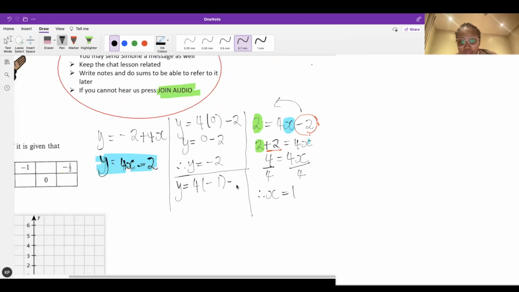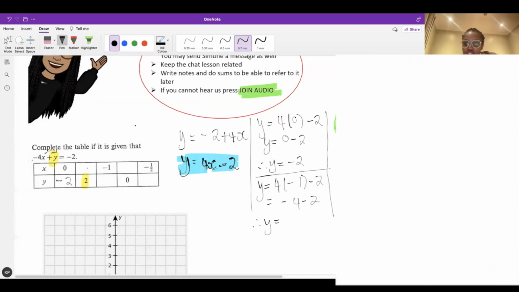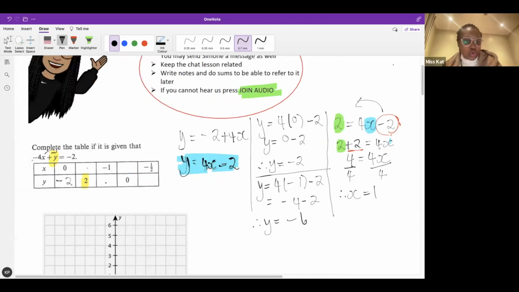Okay, minus 2. So that will be negative 4 minus 2, which is? Negative 2. Check again. Negative... Oh, sorry, 2. It's okay, just check again. It's negative 6. There we go. Thank you very much. Okay, that was a 1.